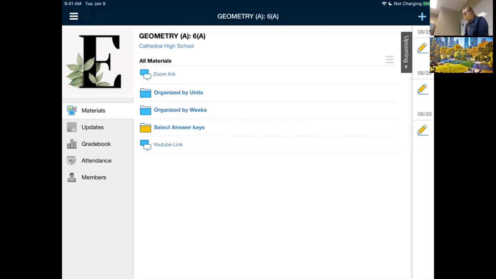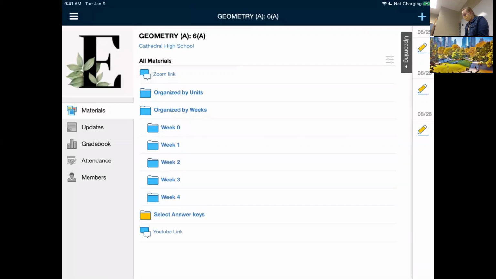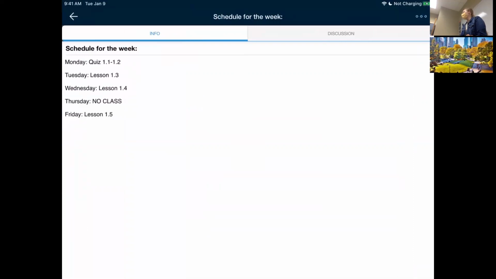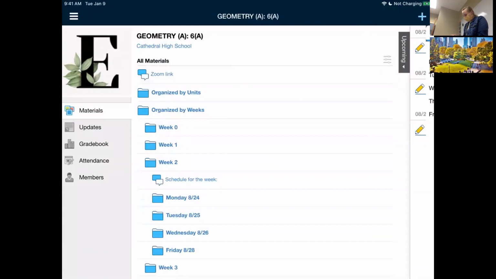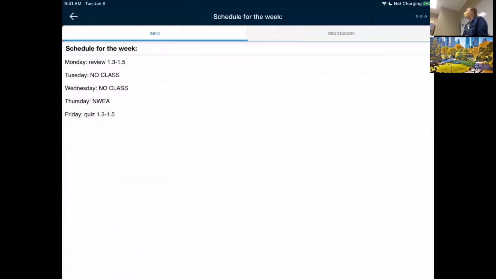There's a Zoom link as well for anybody who will ever need it. I have it organized by weeks. I don't know if any of you noticed, but this week I put a schedule, so I told you what we were doing each day. Monday, you took a quiz. Yesterday, we learned 1-3. Today, we learned 1-4. Tomorrow, I don't see you. Friday, we're doing 1-5. Earlier today, I did one for week 3 and week 4. I want you to be able to see when we have quizzes coming up, because you have a quiz coming up next Friday. We also have no class on Tuesday, no class on Wednesday, and NWEA on Thursday.